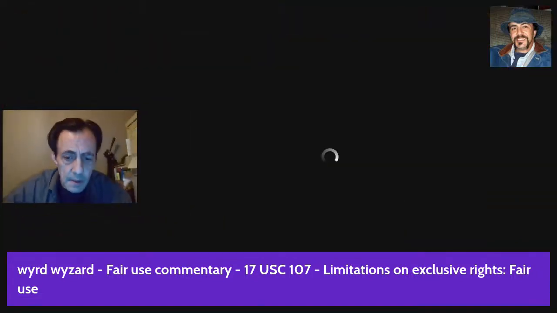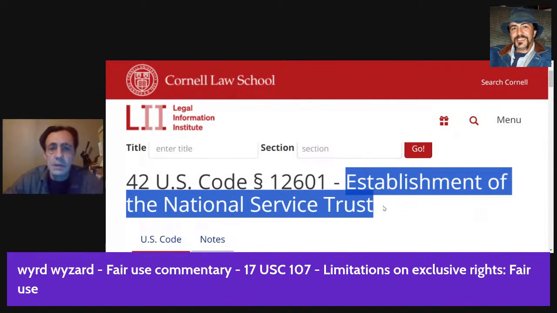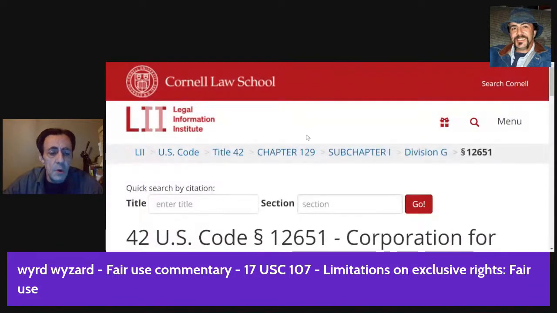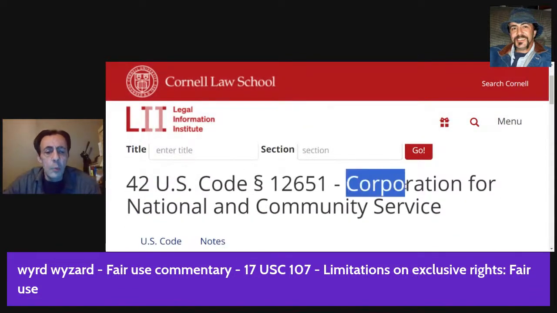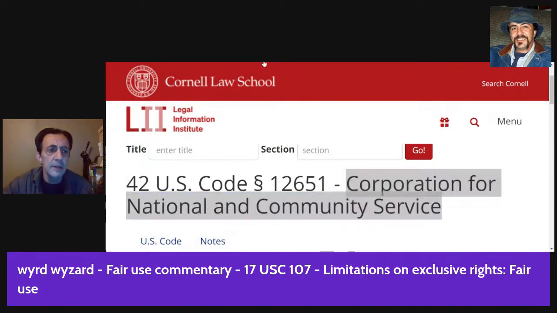Now, this is known as National and Community Service under Social Security Administration, under 12 U.S.C. 601, the establishment of a National Service Trust. Under 42 U.S. Code 12651, there's a corporation for national and community service. So like I said earlier, the military departments and everything is for a commercial fiat paperwork. That's all it is. We're not talking about anything but contracts, folks.